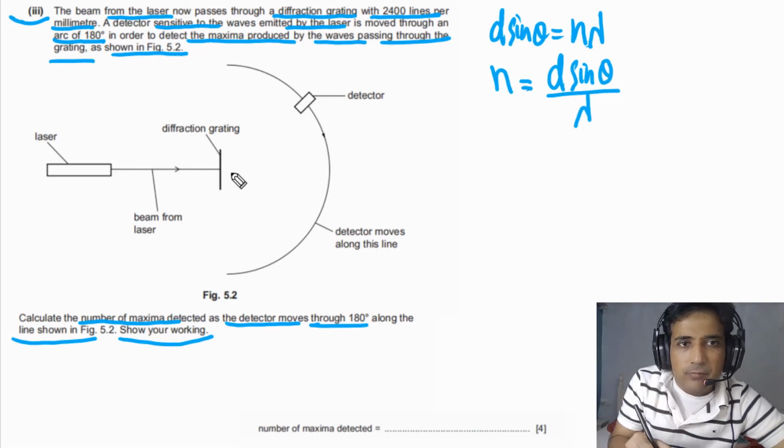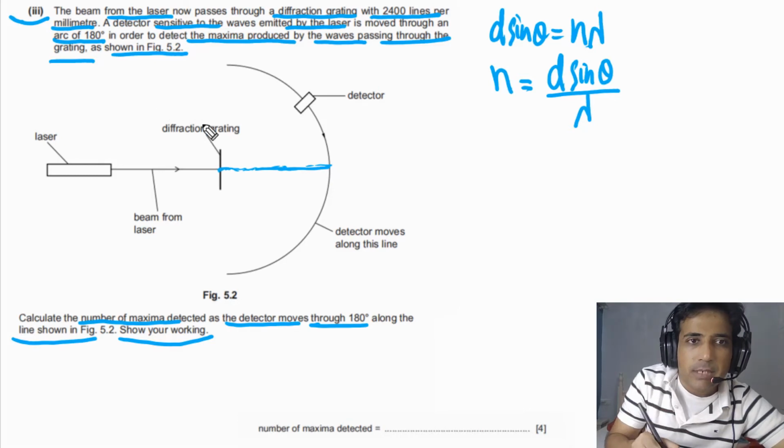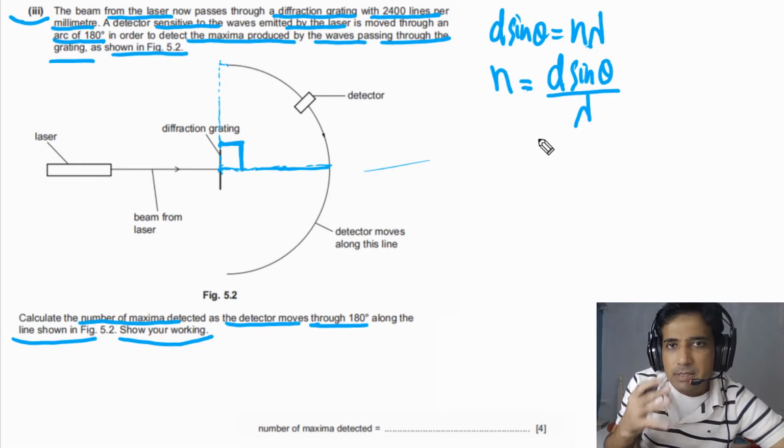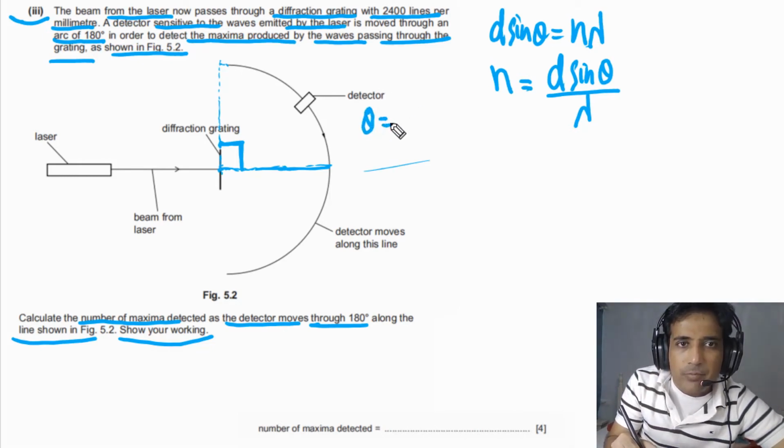We need to understand which angle we have to take. In this case, the angle is taken from the center maxima, meaning from the center bright fringe. If we draw the line here, you can see this angle is 90 degrees. So theta in this case is equal to 90 degrees. For the maximum number of maxima or bright fringes, the angle has to be 90 degrees.